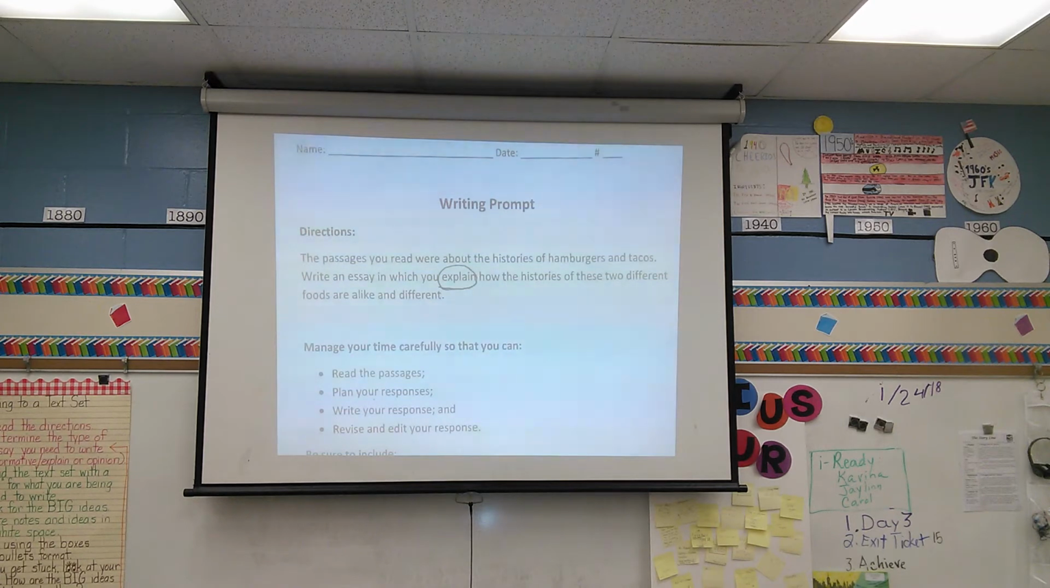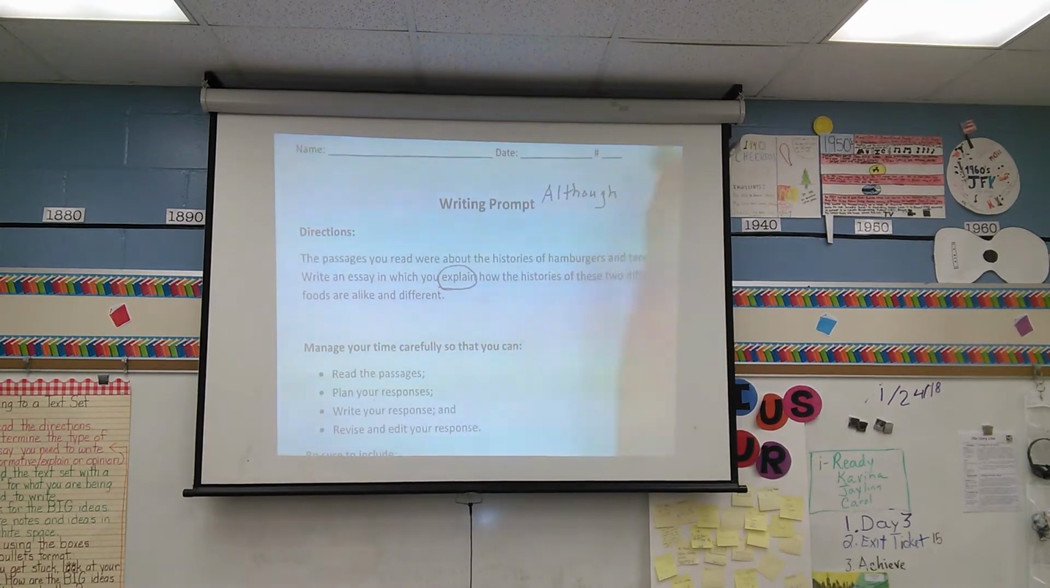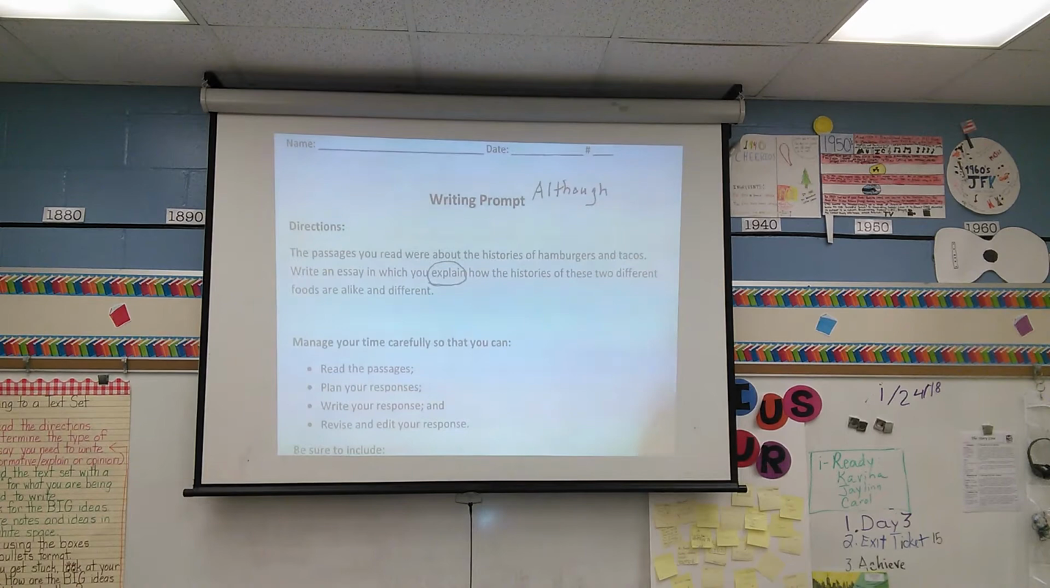Okay, let's think about what we did when we were looking at our food flavoring text set. Does anybody remember how we thought about that thesis statement? We started it with although. Okay, who can give me a thesis statement? Julia. Although tacos and hamburgers have many differences, they are alike in many ways too.